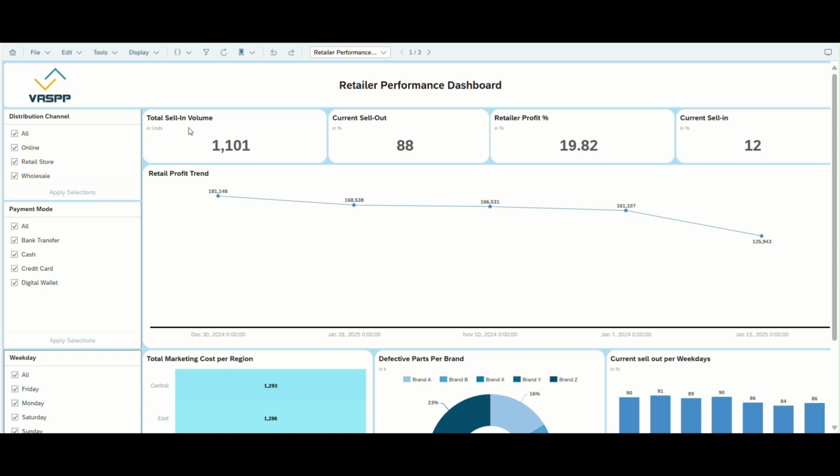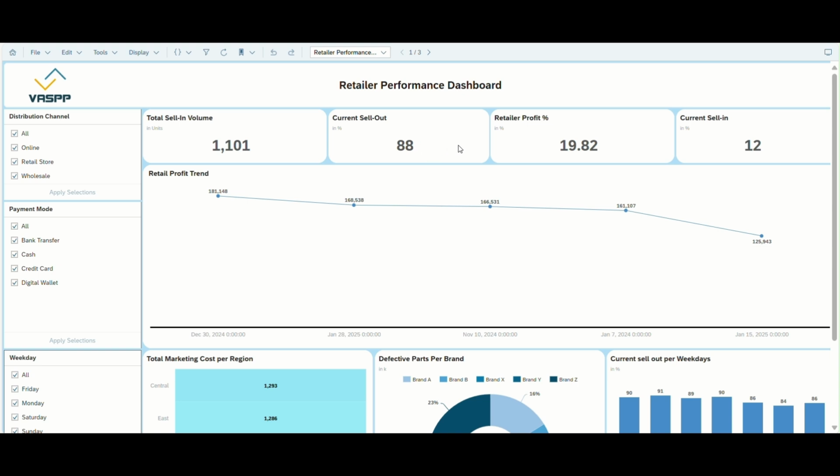Next, we have the sell-out rate, currently at 88%. This is your demand-side speedometer. A high sell-out rate like this signals strong customer demand and healthy retail execution. For channel managers and demand planners, this is a critical signal that products are turning over quickly and avoiding excess inventory buildup.